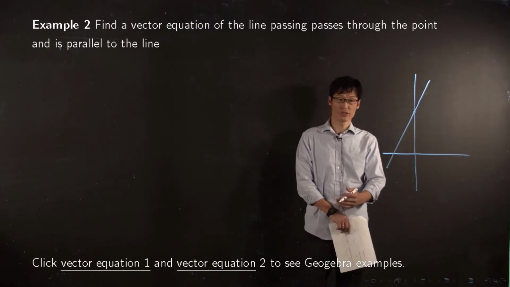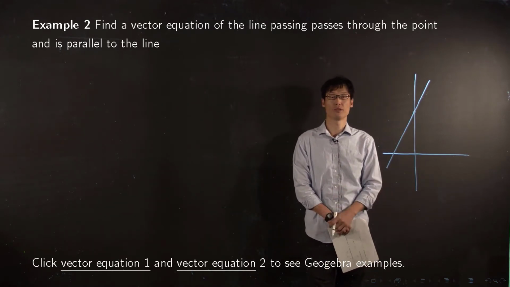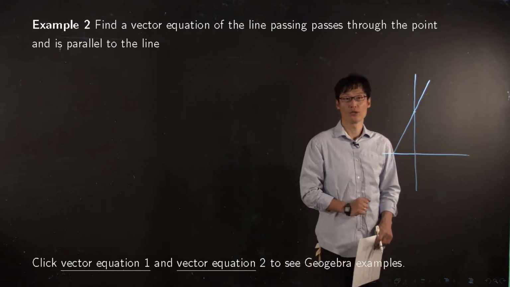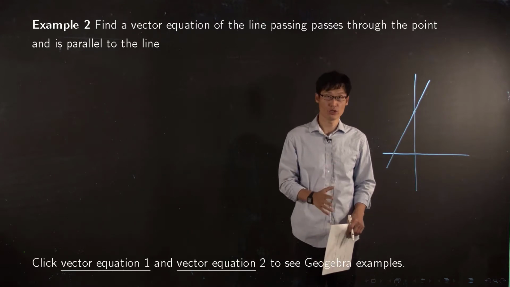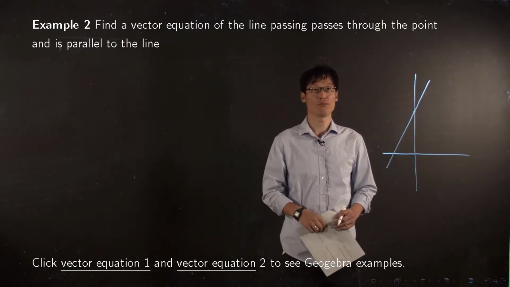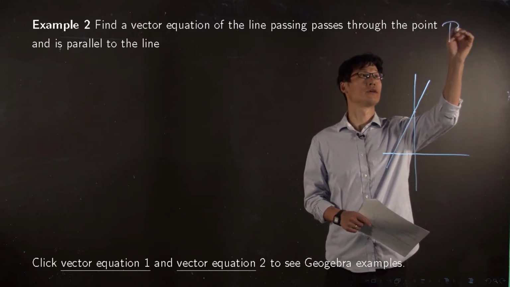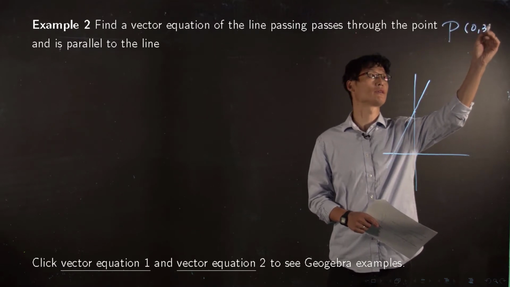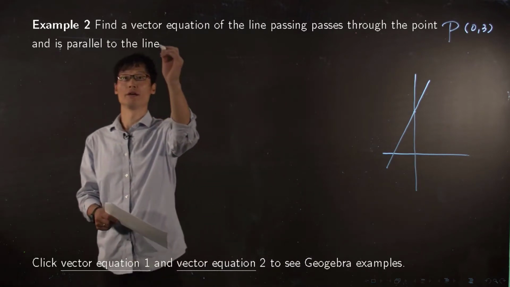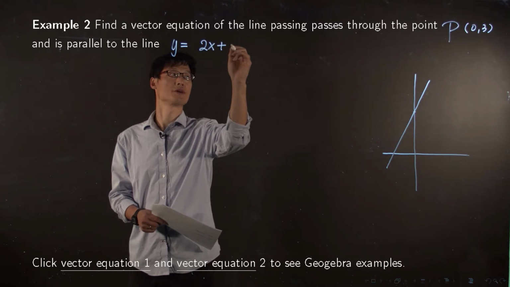All right, the next example is more general. The previous example was rather simple because the line passes the origin. So we are interested in a vector equation of the line which doesn't pass the origin. So let me pick some point P (0, 3), and then parallel to the line y equals 2x plus 5.